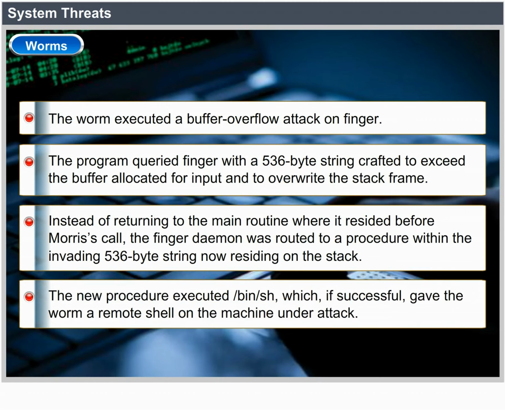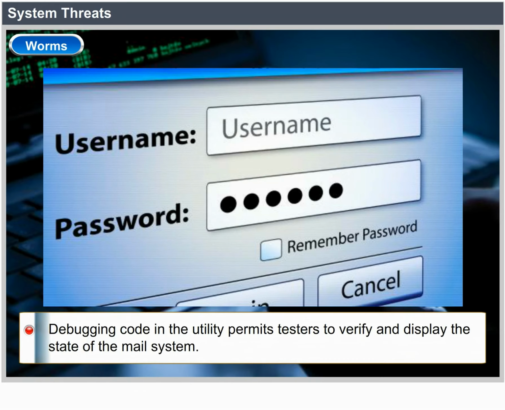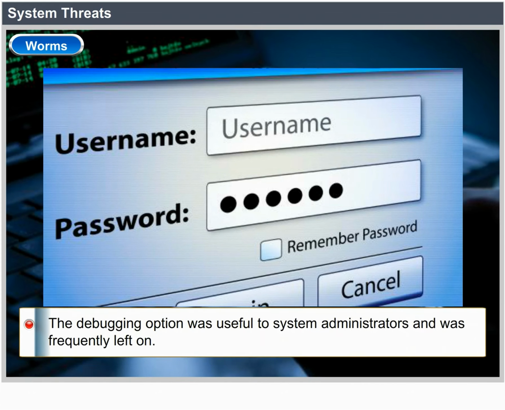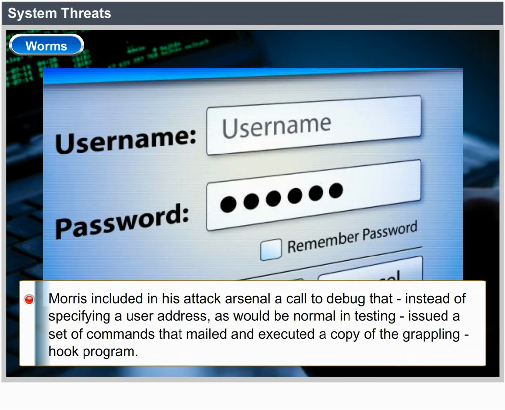The bug exploited in SendMail also involved using a daemon process for malicious entry. SendMail sends, receives, and routes electronic mail. Debugging code in the utility permits testers to verify and display the state of the mail system. The debugging option was useful to system administrators and was often left on. Morris included in his attack arsenal a call to debug that, instead of specifying a user address, as would be normal in testing, issued a set of commands that mailed and executed a copy of the grappling hook program.